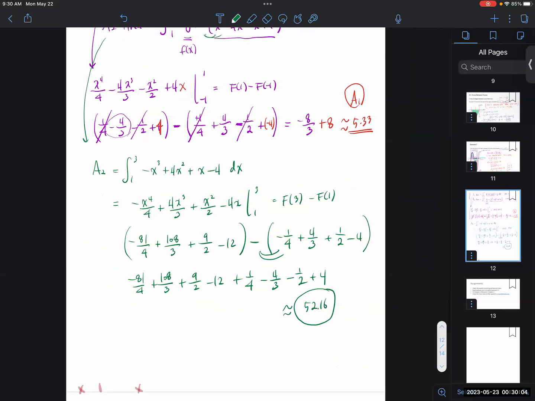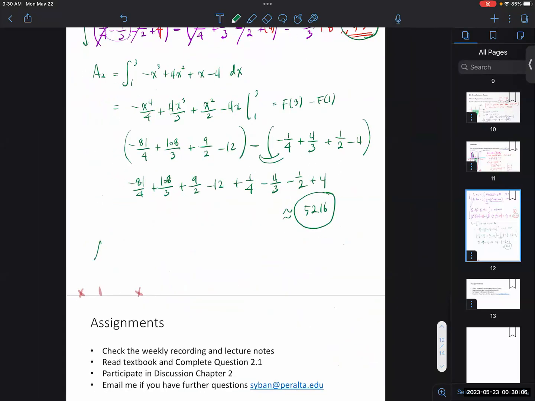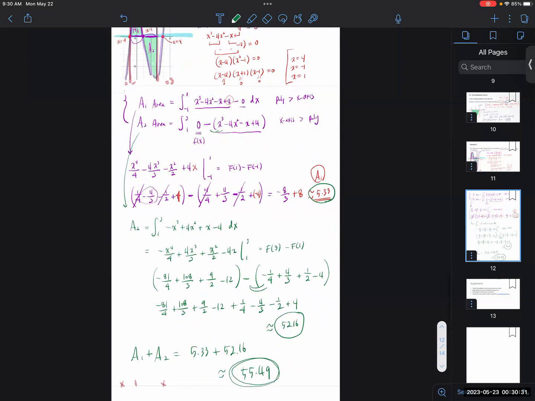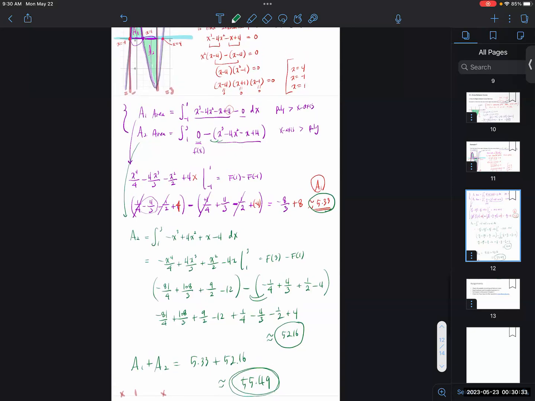Are you done? Nope, you're going to add those two. So A1 plus A2, 5.33 plus 52.16, around 55.40 now. We are approximating. This is not a perfect answer, but we are always approximating. Integrals help us find the approximate area. So that's your area between the curves from A1 and A2. Okay, so that's the final answer we got.